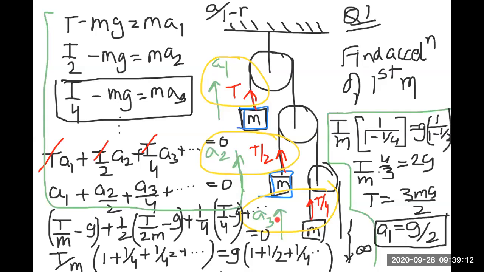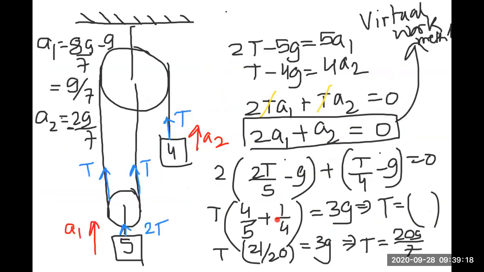This may give rise to non-intuitive results. For example, here, I am getting A2 as minus 2g by 7. I am getting A1 as plus 2g by 7. This means that the 5 kilogram block will be going up and the 4 kilogram block will be going down, right? So the 4 kilogram block, for all intents and purposes, is actually pulling the 5 kilogram block up, right? This should not be mysterious to us.